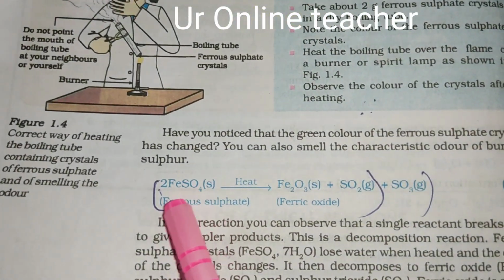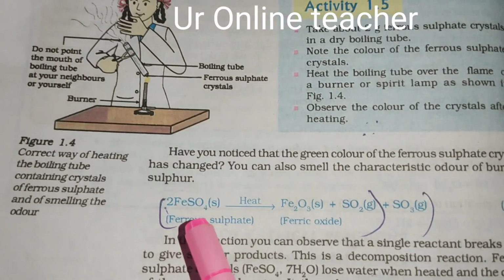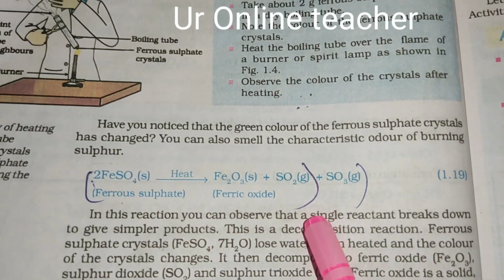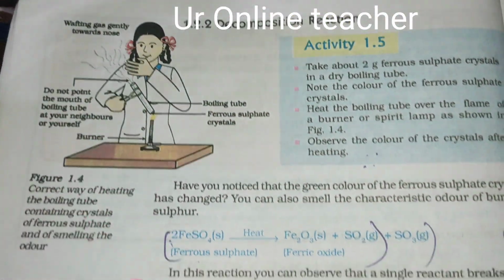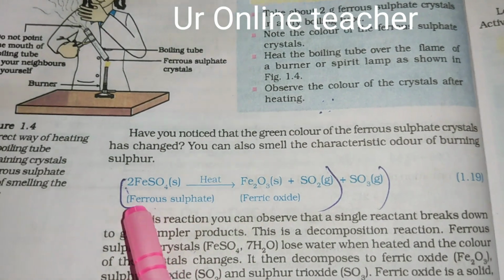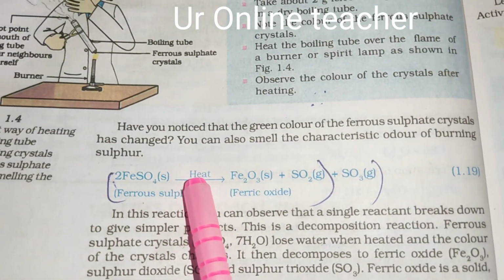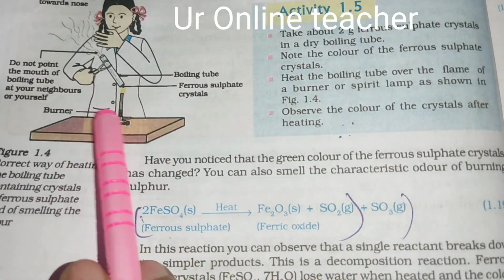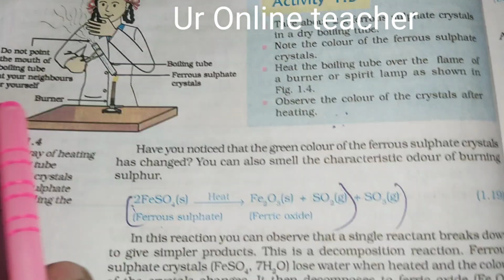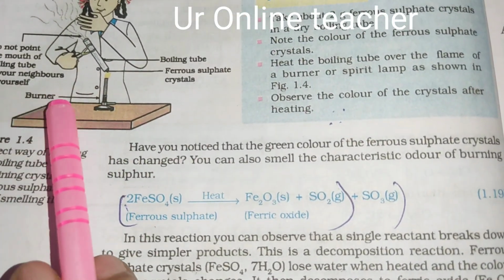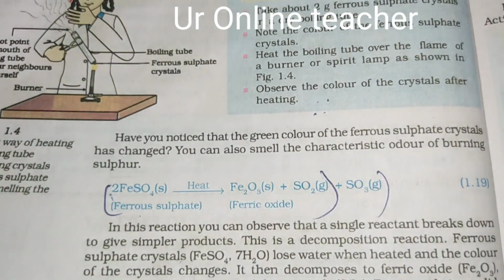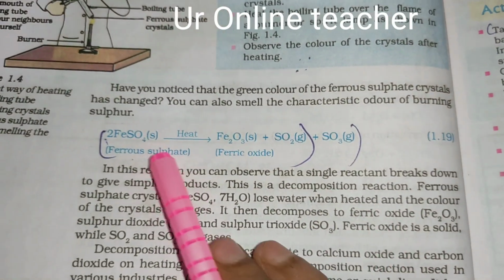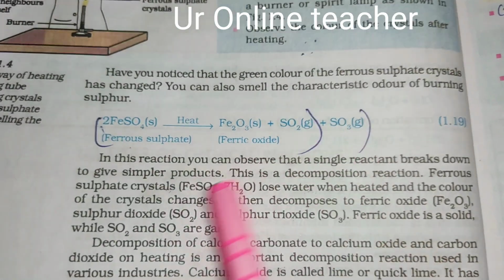When a single reactant decomposes, meaning it breaks into simpler products, it is called a decomposition reaction. See here in this reaction, when ferrous sulfate is heated, it releases ferric oxide, sulfur dioxide and sulfur trioxide. So in this reaction, a single reactant breaks down into simpler products.